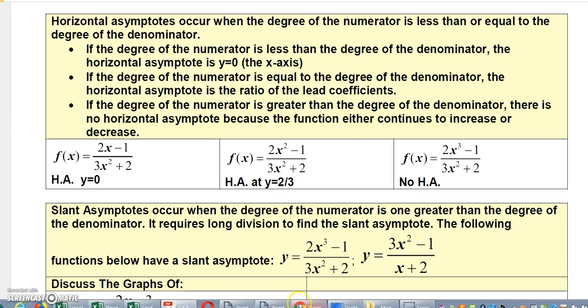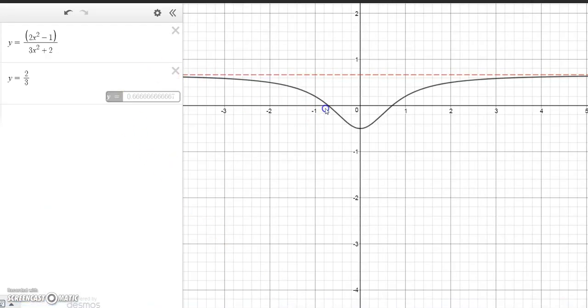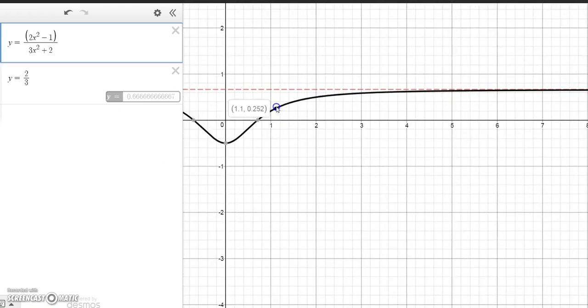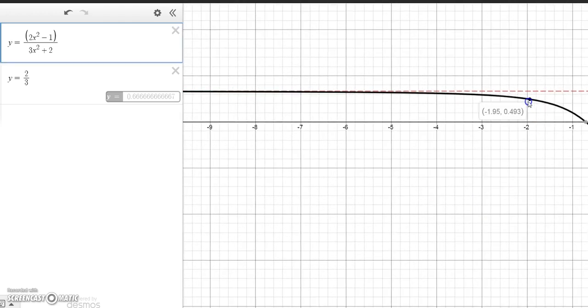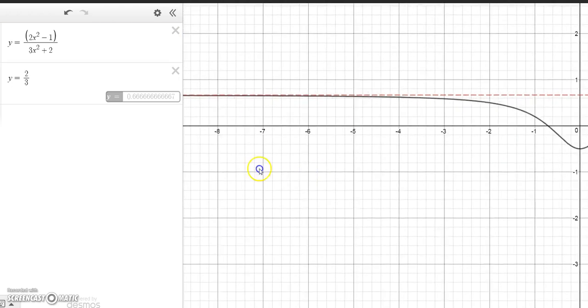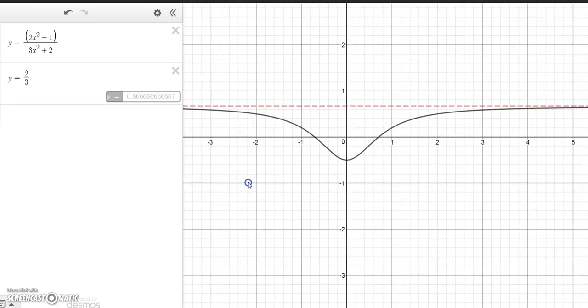Let me show you that with the graph. Here's the graph of this function, and this dotted line right here is actually the line y equals 2/3. And you'll notice that as x goes to infinity, this graph gets closer and closer and closer to 2/3, and also as x goes to negative infinity, the graph gets closer and closer and closer to 2/3. So you can see that y equals 2/3 is the horizontal asymptote for that function.